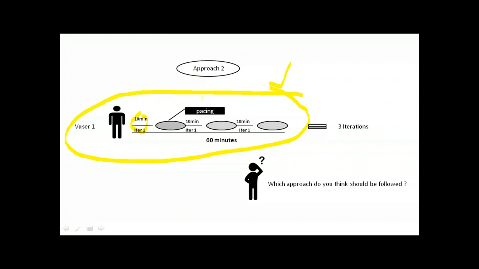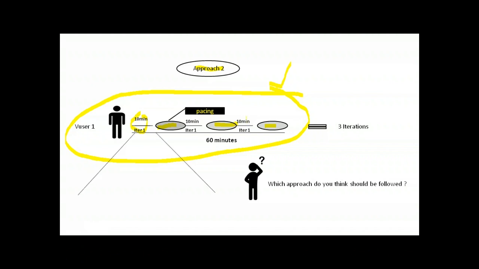That is possible using approach 2. By the way, this wait time between the iterations, there is a specific word for that. What is that called, guys? Pacing. The pacing will allow the script to be evenly paced, the load to be evenly paced across the servers, across that 1 hour.